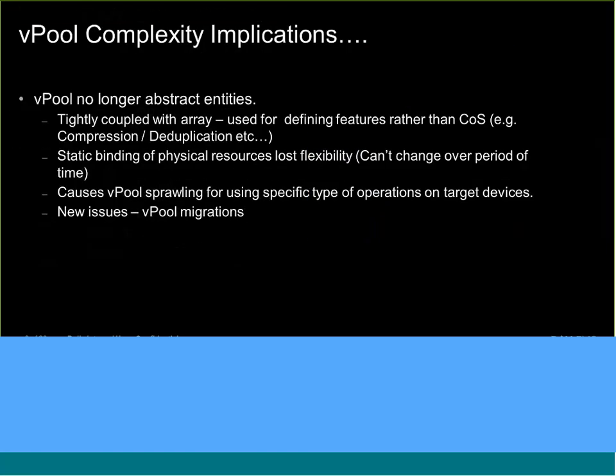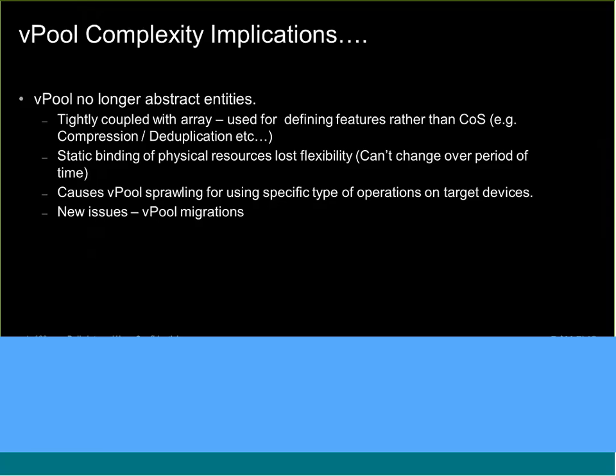Going back, because of this complexity, what are the implications? If I remember correctly, when vPool was started, it was assumed to be a very good concept of class of service. But today, it's no longer an abstract entity. It's tightly coupled with the array. Rather, it is being used today to define the features of the arrays rather than the class of service. We define compression, deduplication, or any other such thing within the vPool, so that's why it becomes tightly coupled with the array.